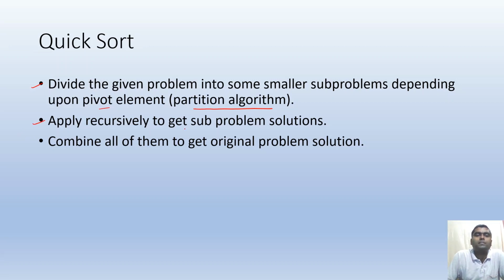Next is to apply recursion to get the subproblem solutions. So just do the recursion again and again to get the solutions of the subproblems which we formulated in the previous step, that is divide. Now finally we have the solutions of our subproblems, and finally we combine all of them to get the original problem solution. So this is the general divide and conquer approach. These three points are nothing but the divide and conquer approach. Generally we do this only in the divide and conquer approach.